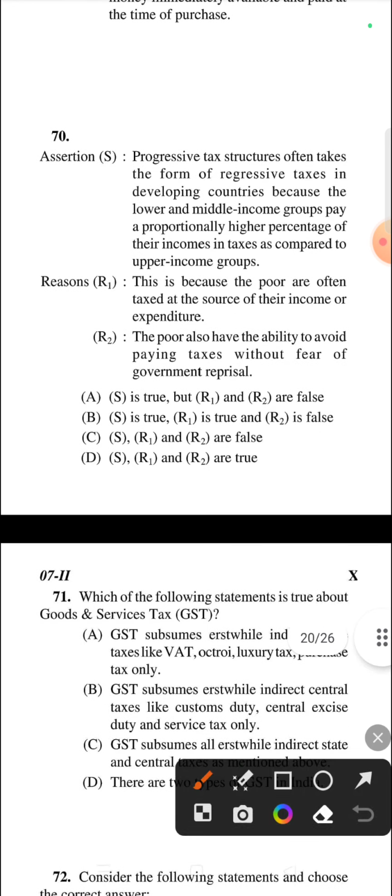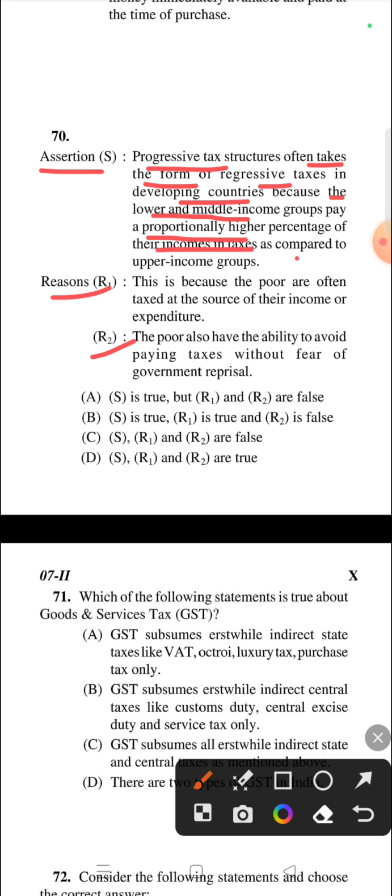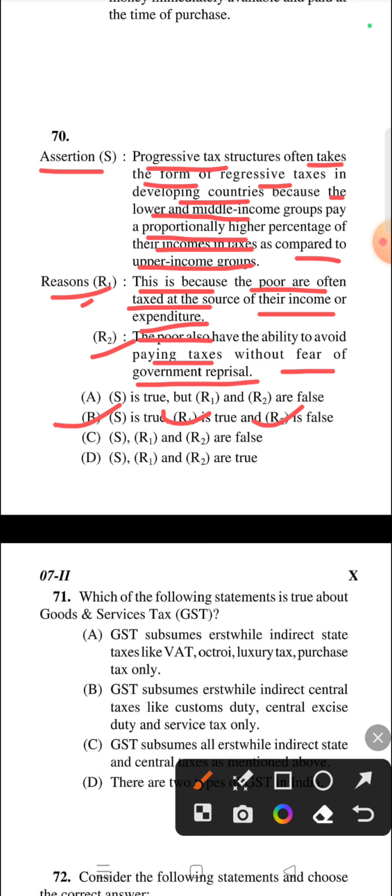Question number 70. We are given assertion and reasoning. Progressive tax structure often takes the form of regressive taxes in the developing countries because the lower and middle income groups pay a proportionately higher percentage of their income in taxes as compared to upper middle groups. Reason number 1. This is because the poor are often taxed at a source of their income or expenditure. Reason number 2. The poor also have the ability to avoid paying taxes without fear of government reprisal. The correct answer is option B. Statement is true, that means assertion is true, and reason 1 is true, but reason 2 is false.